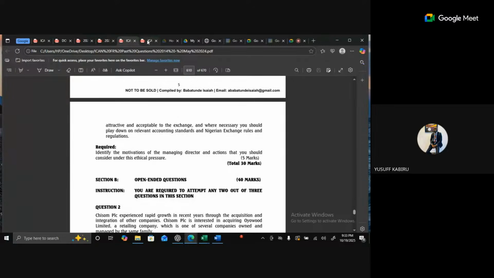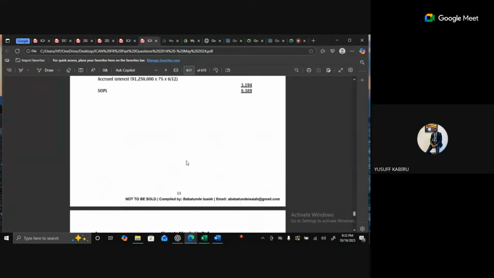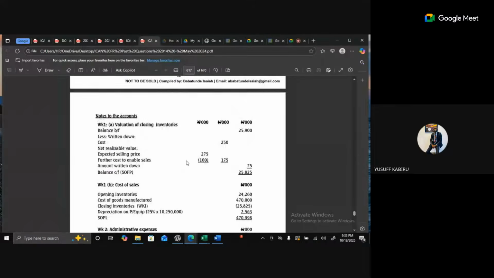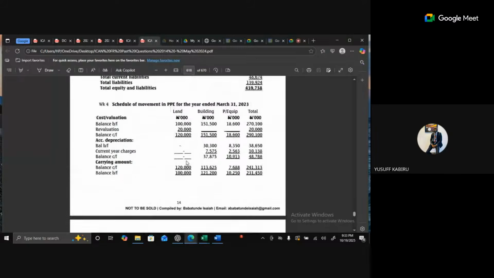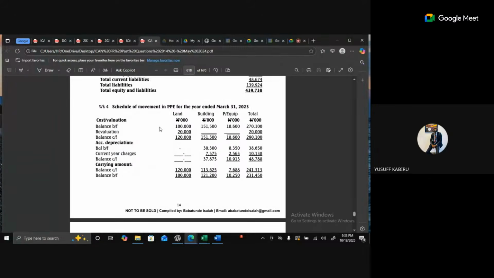Okay, I'm sorry. So what's happening in note 4? We'll look at our notes. Note 4, where are you? Now, note 4 is showing our PPE schedule. It's showing those different assets that make up the PPE. So that is why the notes to the account are very, very important.